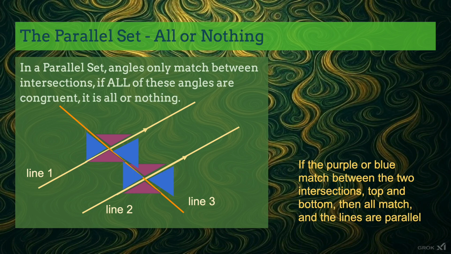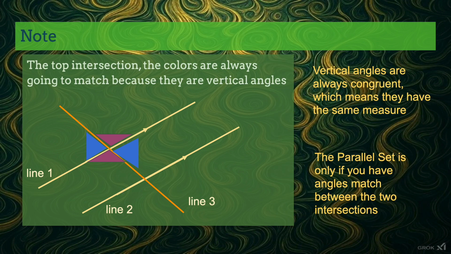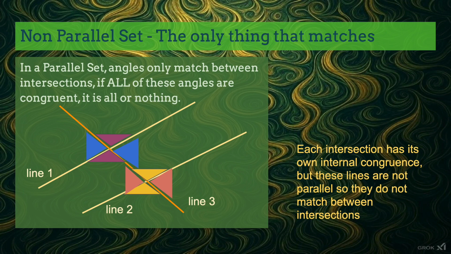This is also worth noting: this is all or nothing. Either all of the blue angles are congruent and all the purple angles are congruent, or only the ones that are opposite each other from the intersection are congruent. So in this example, the yellow matches the yellow, the peach matches the peach, the purple matches the purple, and the blue matches the blue. Those are all because of vertical angles of intersecting lines.